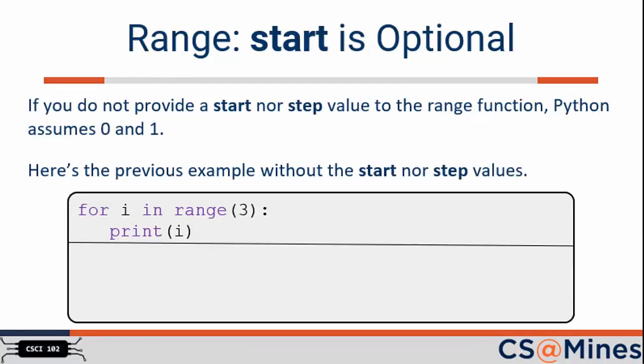Similar to step, start is also optional. If you provide neither start nor step, the Python interpreter assumes that start is 0 and step is 1. Here's the previous example without start or step. Since step was originally 1 and start was originally 0, the output did not change.